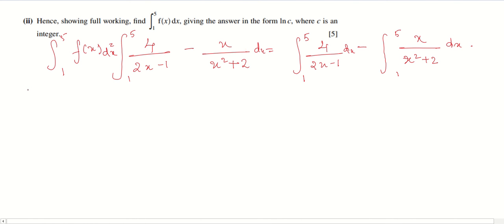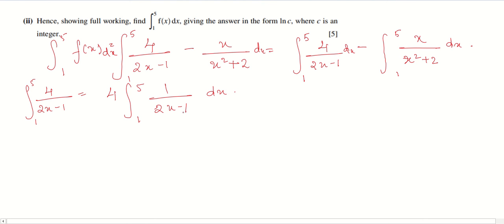Now we're going to start with the first one, that is 4 divided by 2x minus 1, with 5 and 1 as the limits. 4 is a constant, so we take that out. You will have the integral from 1 to 5 of 1 divided by 2x minus 1 dx.